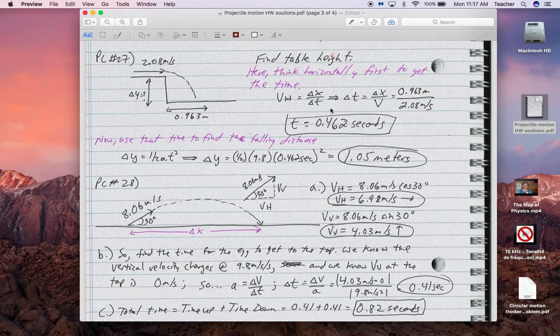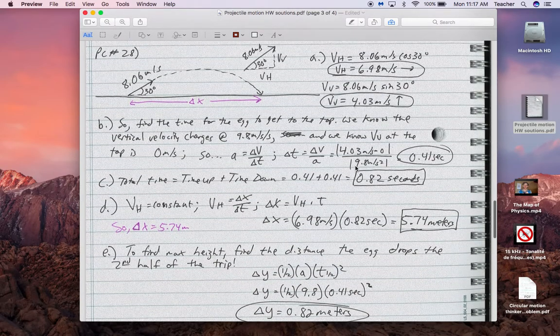So that's the general equation for horizontal motion because there's no acceleration. Then I rearrange it to find the time it takes to get to the ground. So that's a little algebra. It's about 0.46 seconds. And now I use this to find the table height. So it's the same equations we've been using before, just rearranged. So this is about a 1.05 meter table height.